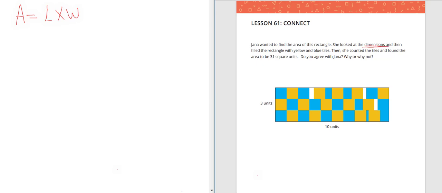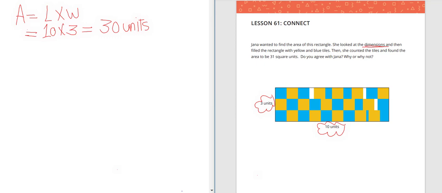Dimensions means length and width. So length is the greater side, 10 units, and width is the smaller side, 3 units. So area equals 10 times 3, which equals 30 square units. So the area is 30 units. So Jana in our example is wrong. So we disagree.